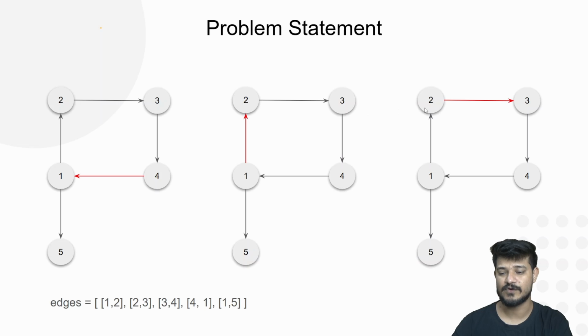So 1 2, 2 3, 3 4, 4 1, we have four candidate edges, out of which we can remove any one and it would become a tree again. Now, the thing is which edge we should remove. If there are multiple candidates, we have to remove the one which appears last in the input edges, right? So if you see, 4 1 appears in the end, right? This is the last edge of the candidates. So we will remove 4 1. And now we will have a tree, right? So the answer of this input would be 4 1. Right, so this is the problem statement.